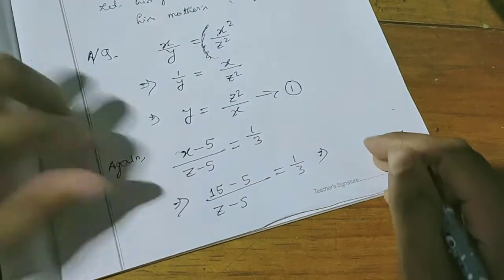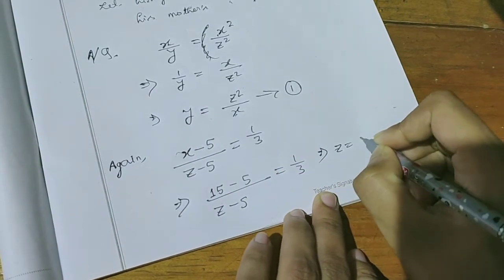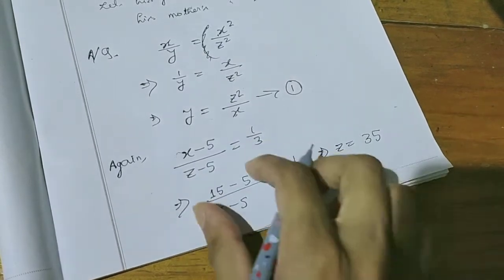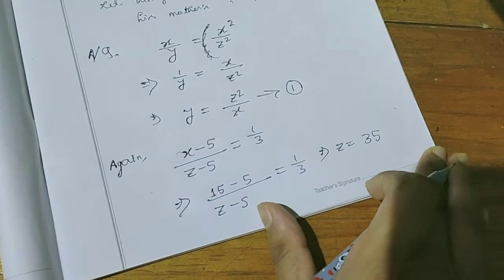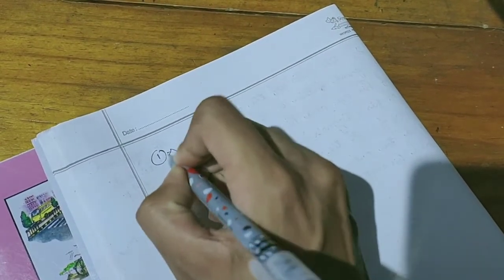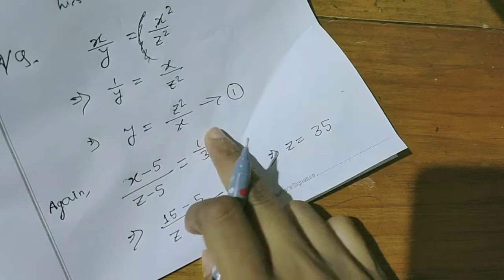implies, if we do the calculation then we will get something like this, z equal to 35. You do the calculation by yourself, okay? I'm not showing it because it will make the video much longer. So now we have z equal to 35. Now if we put the value of z in equation 1, we are putting the value of z in this equation.